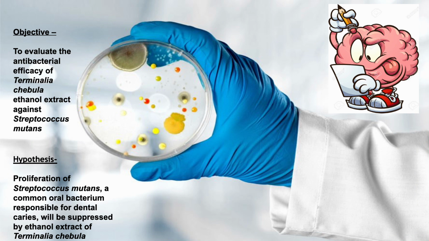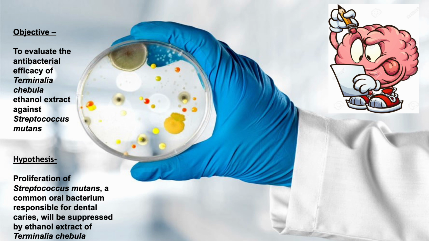Okay, so according to the scientific report, let's take a look at the objective of our report. Our objective is to evaluate the antimicrobial efficiency of Terminalia chebula ethanol extract against Streptococcus mutans, which we already discussed above as well, right? And what's the hypothesis? What do we think it will be?